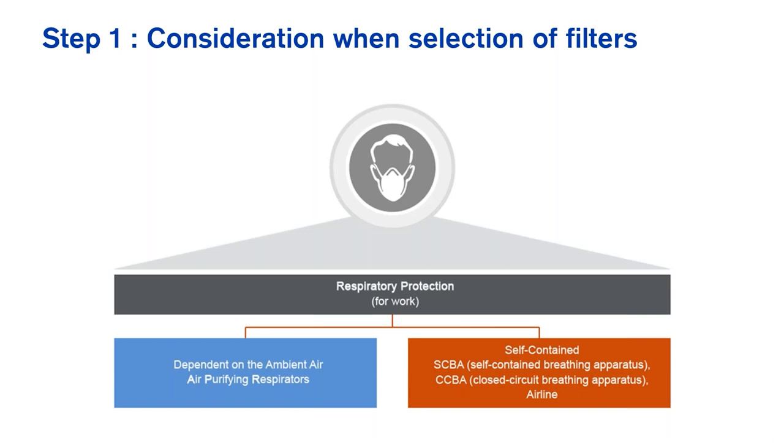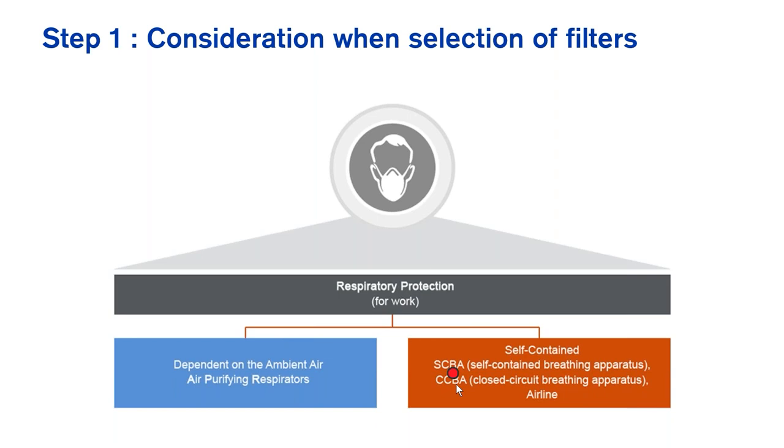First and foremost, it really depends on the ambient air conditions and conditions in the workplace itself. A filter device only offers sufficient protection if certain preconditions exist. If these preconditions do not exist, you have to use a self-contained breathing protection. The first one: if the oxygen content in the air is at least 17% to 17.5%, depending on your local legislation, you should be able to use ambient air dependent purifying respirators. However, if the oxygen levels drop lower than 17%, you will need to use a self-contained breathing apparatus.